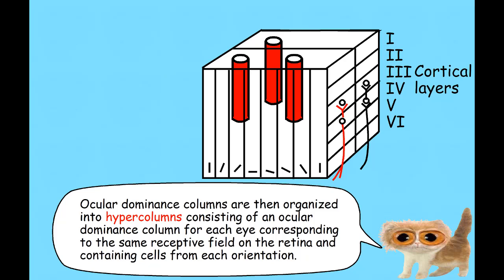Ocular dominance columns are then organized into hypercolumns, consisting of an ocular dominance column for each eye, corresponding to the same receptive field on the retina, and containing cells from each orientation. And so that combination of two ocular dominance columns creates a hypercolumn here.